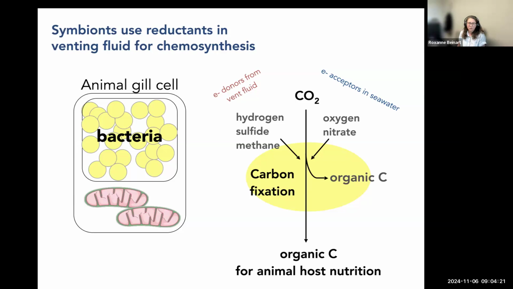They're taking the electron donors that are found in the venting fluid, the hydrogen, the sulfide, and the methane, pairing them with electron acceptors that are found in the surrounding seawater, like oxygen and nitrate, and using that as an energy source to fix inorganic carbon into organic carbon, which is used for their own biosynthesis and growth, but also provides nutrition for the host animal as well.